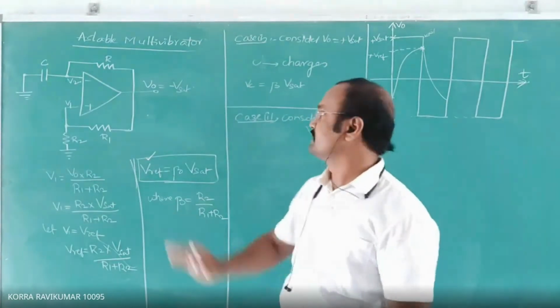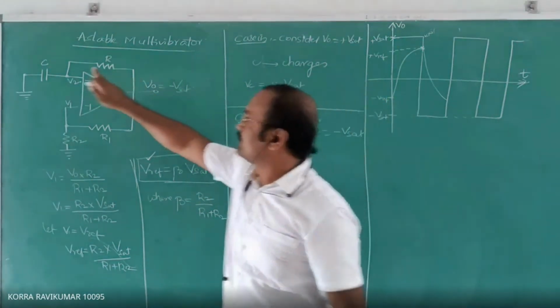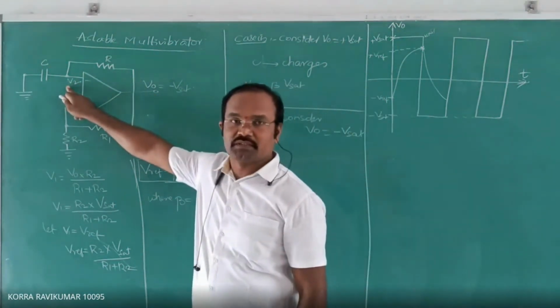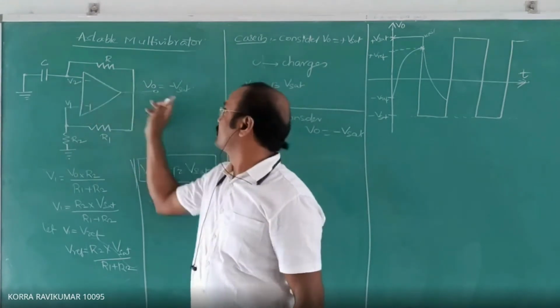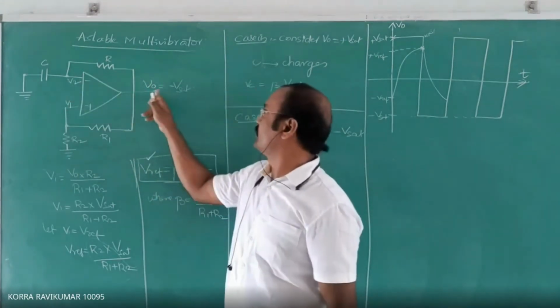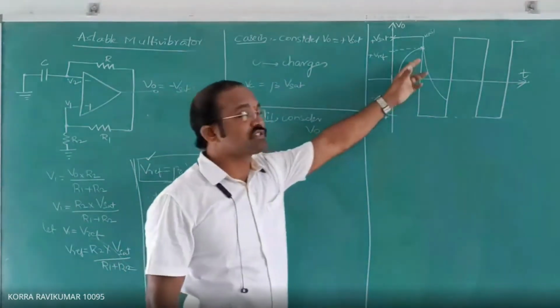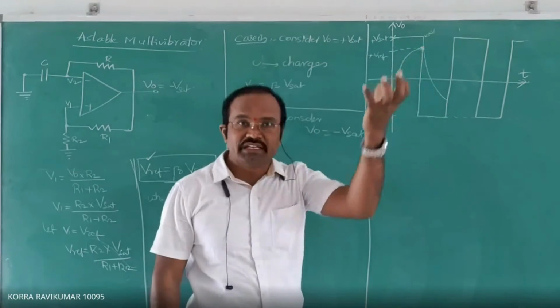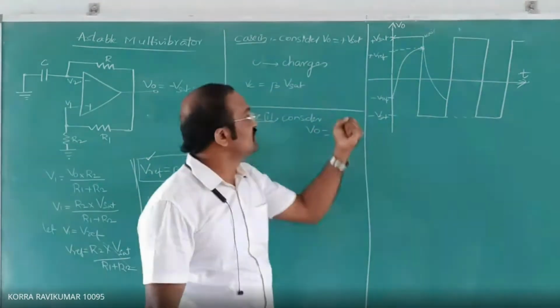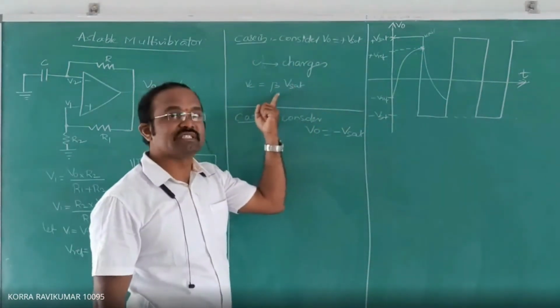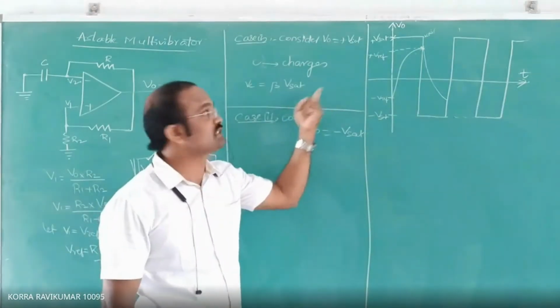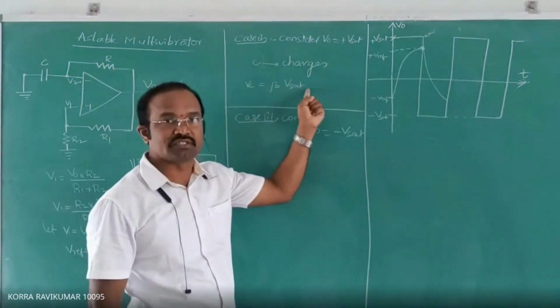In such a case, the same voltage appears at this point, minus V saturation. ఇక్కడ కెపాసిటర్ దగ్గర వోల్టేజ్ ఉంటుందంటే V naught equal to minus V saturation ఇక్కడ అపియర్ అవుతుంది. But capacitor is already fully charged and it is having the value which is equals to beta into V saturation. తన దగ్గర V reference value ఉందండి which is equal to beta into V saturation.